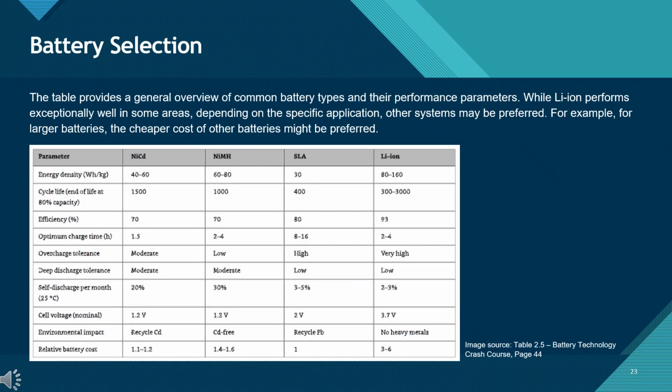The battery selection table shown in this slide provides a general overview of common battery types and their performance parameters. While lithium-ion batteries perform exceptionally well in some areas, depending on the specific application, other systems may be preferred. For example, for larger batteries, the cheaper cost of other batteries might be preferred.